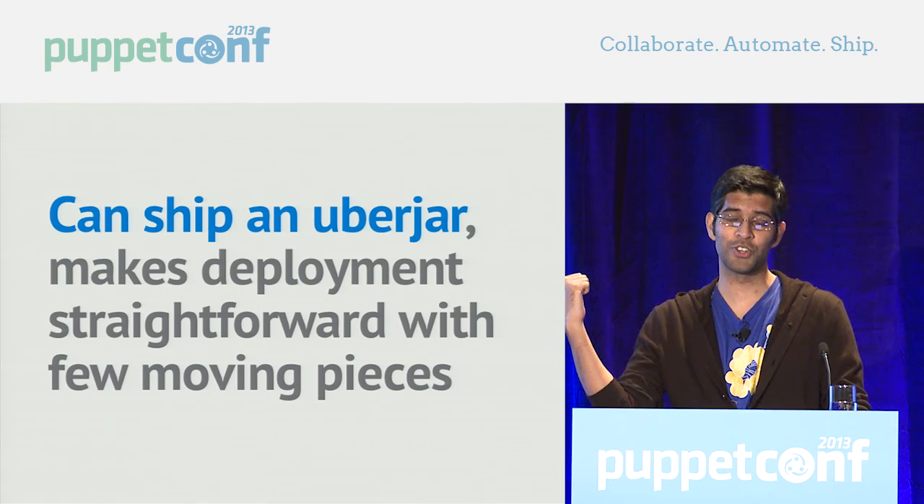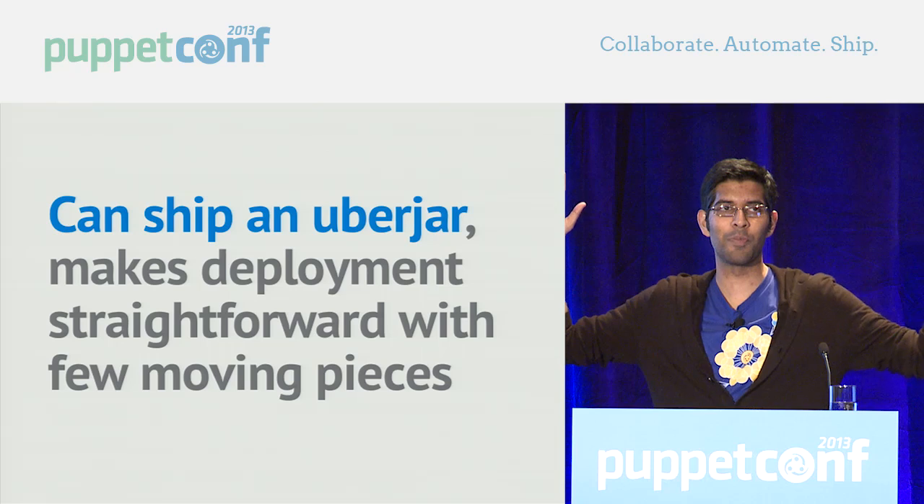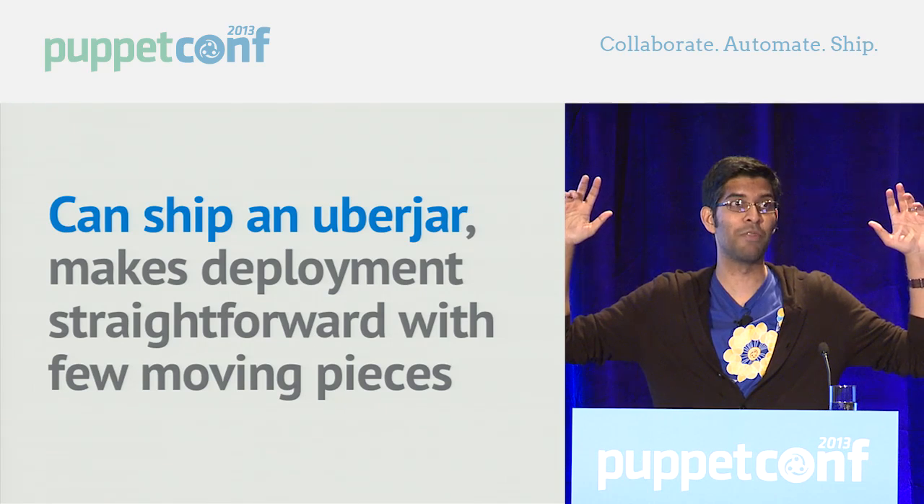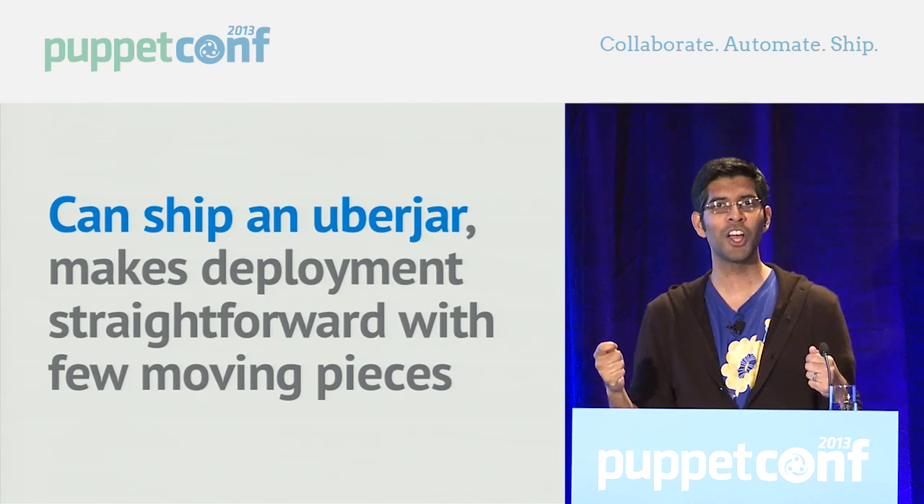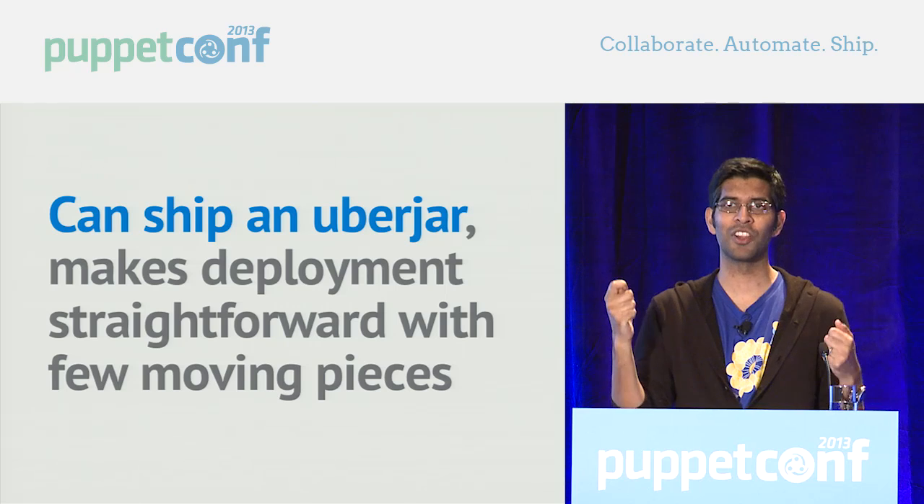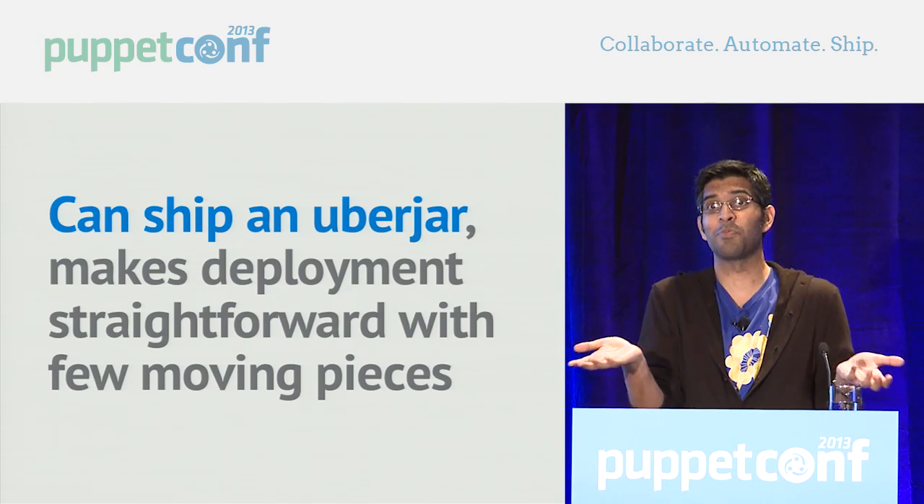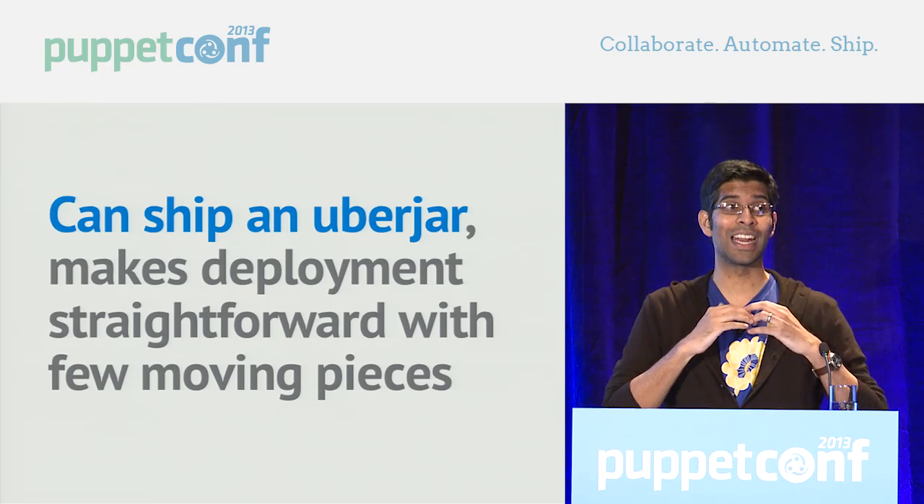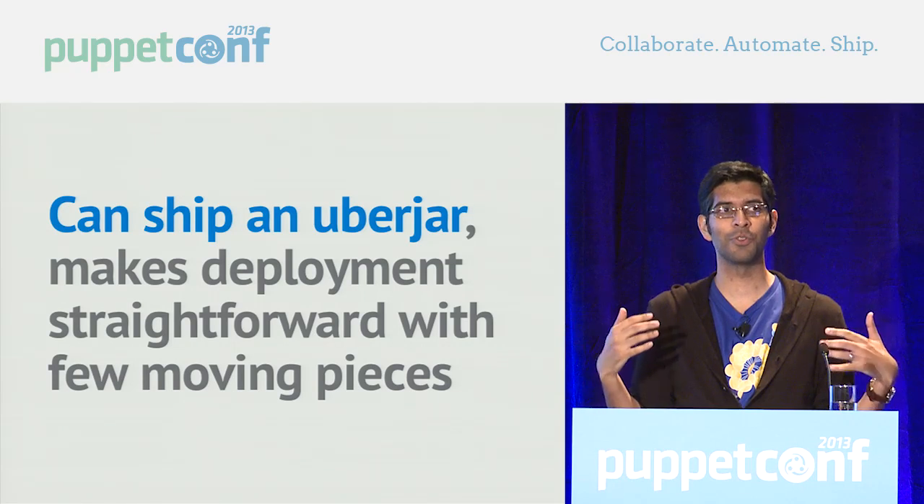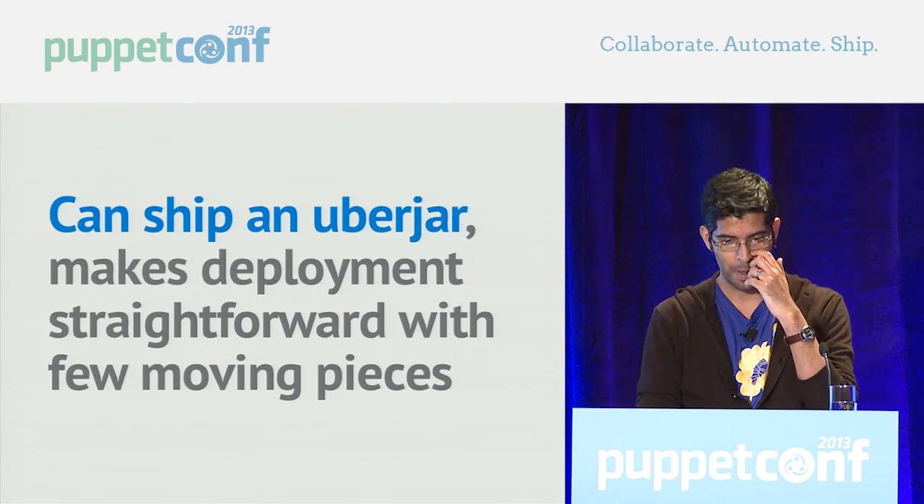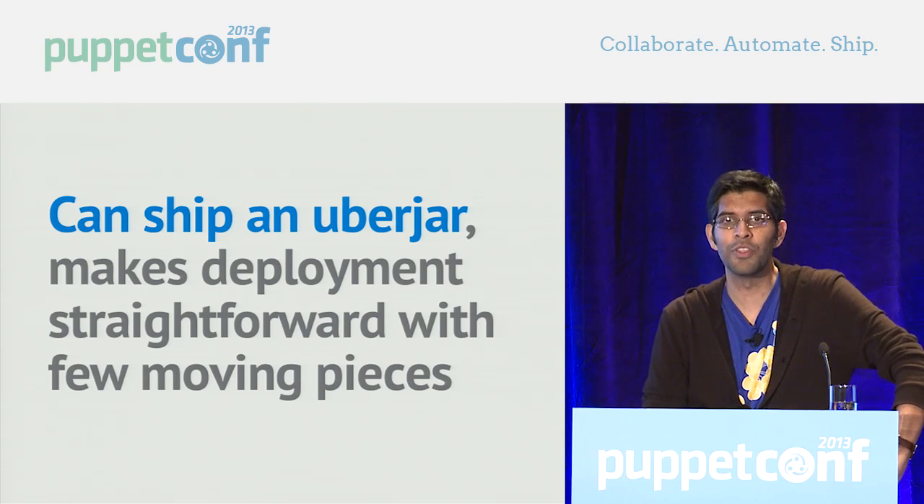We can ship an UBERJAR, in Java parlance. That's basically you take all your dependencies and it's a structured way of vendoring everything, which sounds terrifying, but what that means is I can hand anybody a 12 or 13 megabyte file, and that is PuppetDB. That's literally all you need. You don't need any other dependencies except the JDK itself, which is usually an apt-get away. And it just makes deployment really, really simple, and there are no moving pieces.